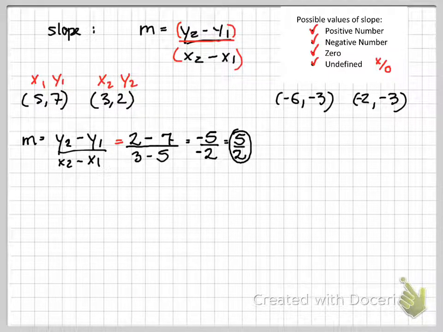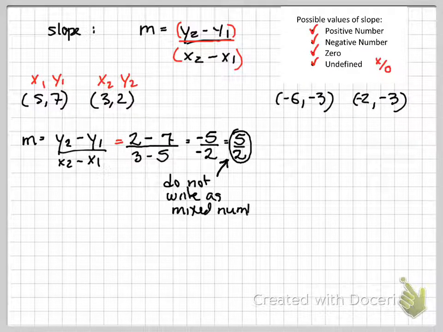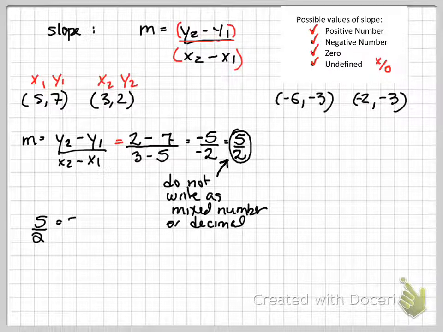Generally speaking, we tend to leave these as an improper fraction. So you do not want to write it as a mixed number, and you also don't want to write it as a decimal. It's true that 5 halves is equal to 2 1/2, or as a decimal, it's 2.5. That's true, but that's not how we generally express slope. So we are just going to leave it like that.